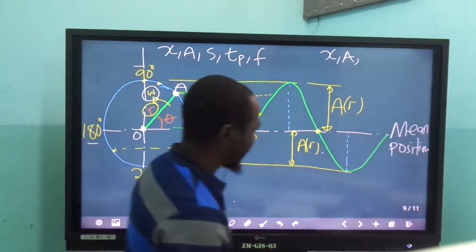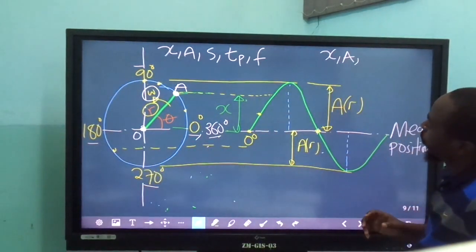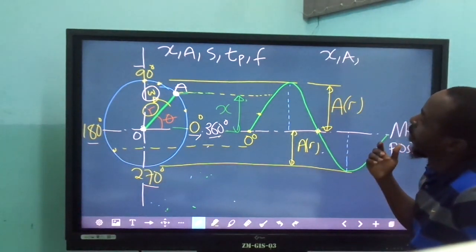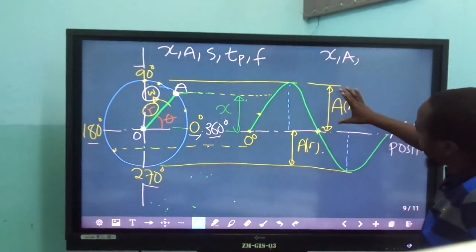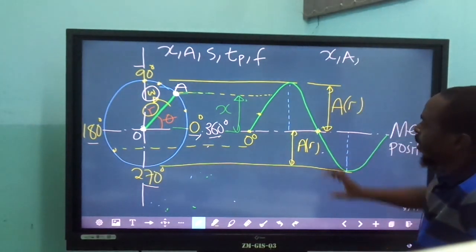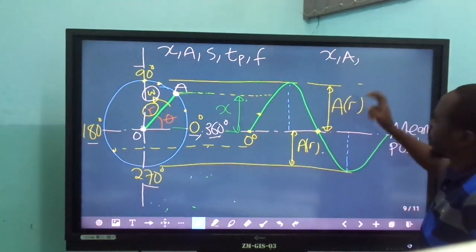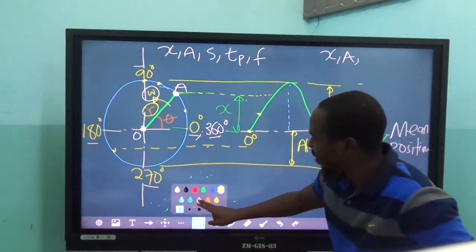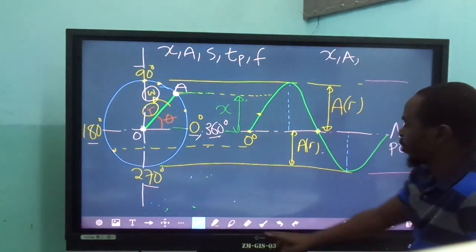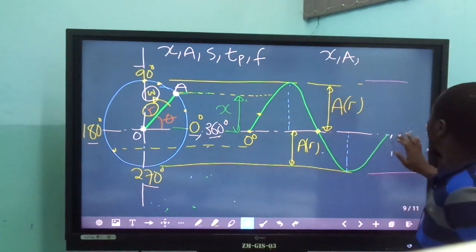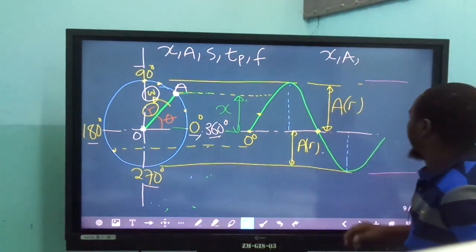And then we add the stroke. The stroke is equal to the total displacement of a particle. So we have this maximum displacement and this maximum displacement. When we add these, we get the total displacement for a particle. So the total displacement for the particle is the stroke.